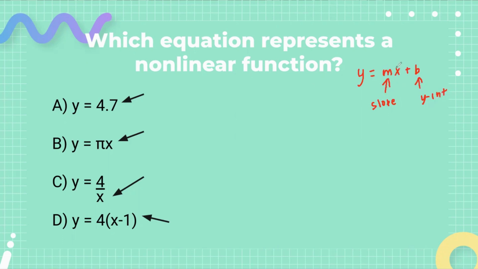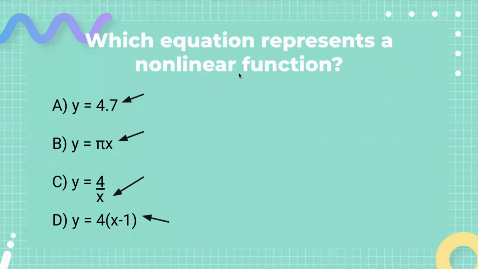And so we're trying to look for y equals a certain number times x plus b. So this is the format we're looking for. And again, it's okay to not have a b value, that just means the y-intercept is at 0.